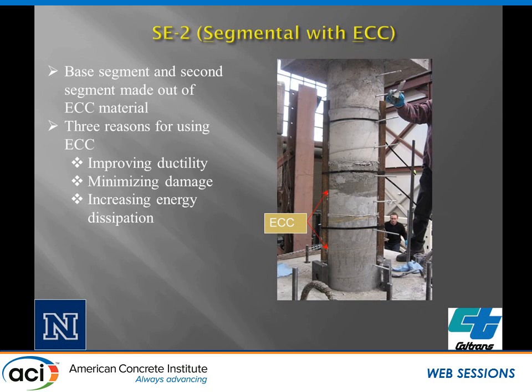ductility. And then this last one here was using the ECC. Again, looking at it in a targeted way. The base segment and the second segment were made out of that ECC material. And again, the same objectives: improving ductility, minimizing damage, and increasing energy dissipation.